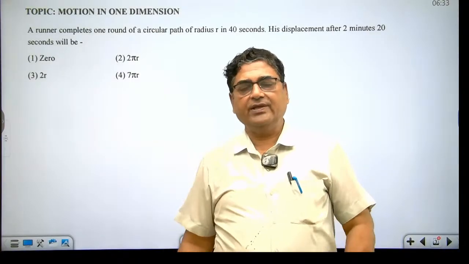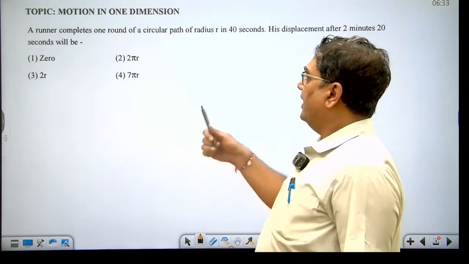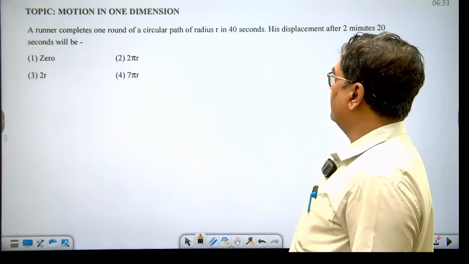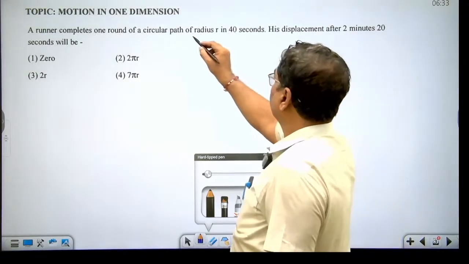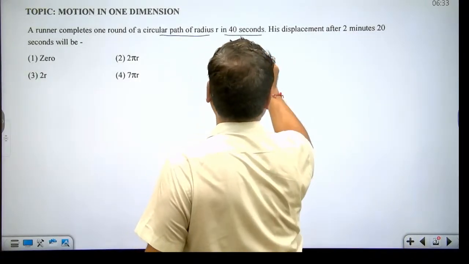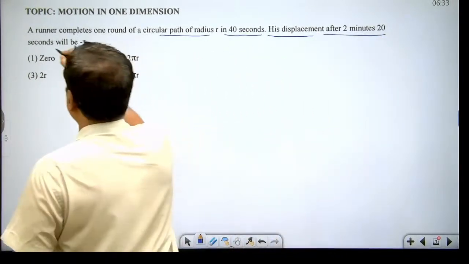Hello students, today we are going to look at a motion in one dimension problem. A runner completes one round of a circular path of radius r in 40 seconds. His displacement, meaning the shortest distance, after 2 minutes 20 seconds will be?